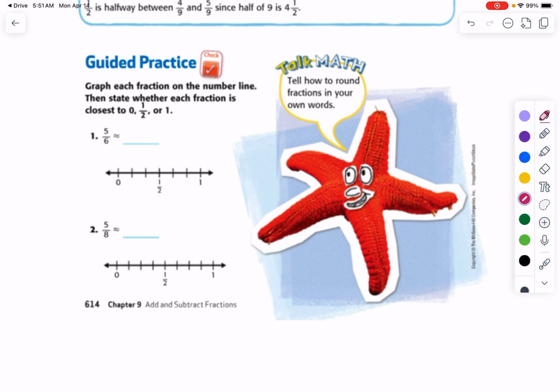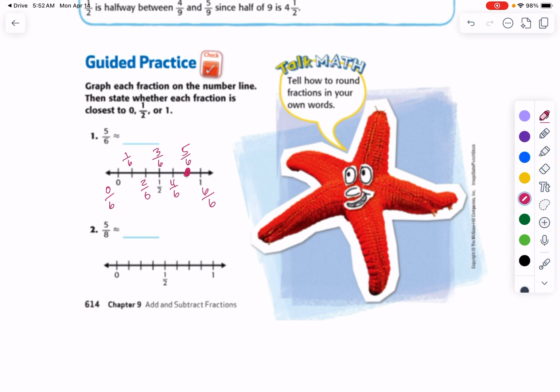Okay, so it's 5 sixths. What's half of 6, guys? It's 3 sixths. Okay, so 1/2 and 3 sixths are equivalent fractions, right? So this is 0 sixths and this is 6 sixths. Okay, so we need to graph 5 sixths. So here's 1 sixth, 2 sixths, 3 sixths we already did. 4 sixths, here's 5 sixths right here.